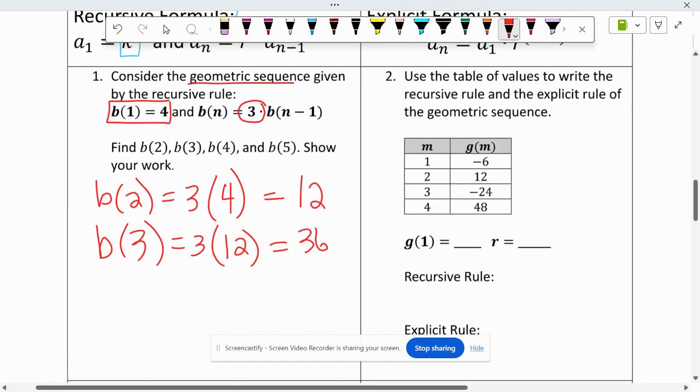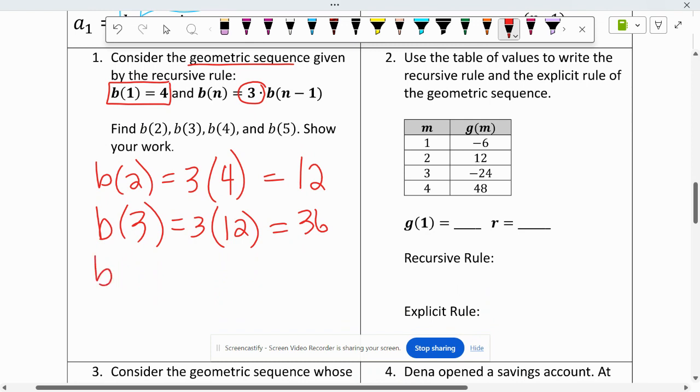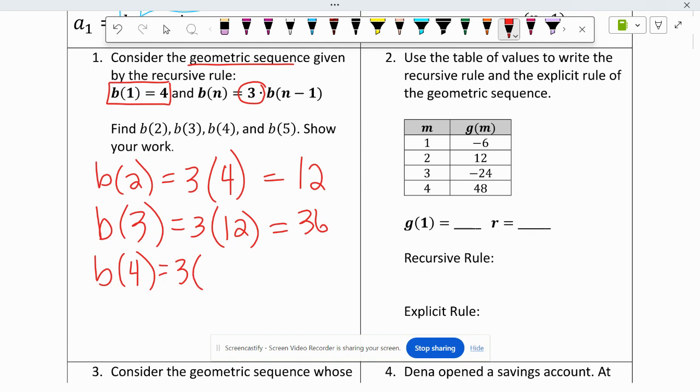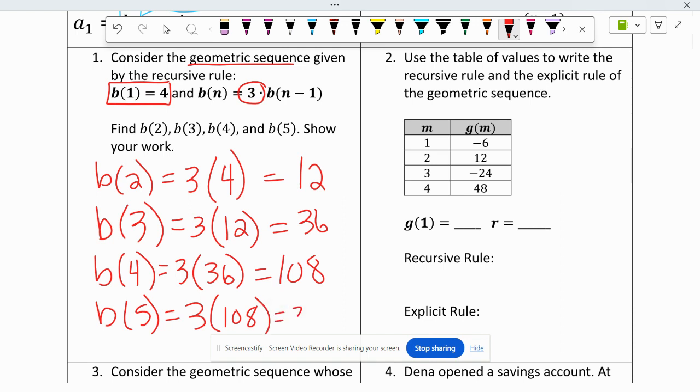36. Yeah. To find b of 4, we have to take our common ratio, 3, times b of 3, but b of 3 is 36, and 3 times 36 is 108. To find b of 5, the fifth term, you have to take 3 times the fourth term, and 3 times 108 is 324.